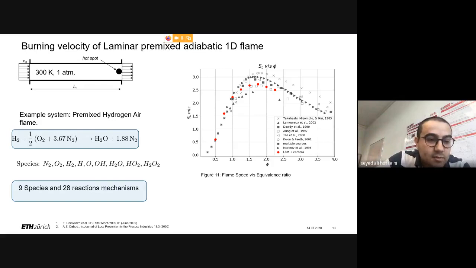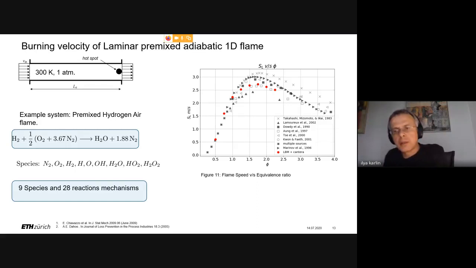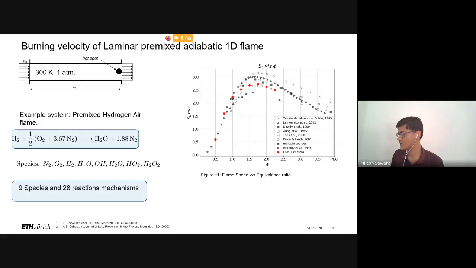Can you please spell that for me? EGlib, I think it's E-G-L-I-B. It has been developed by Giovanni. Yeah, because the multi-component model inside Cantera is not very good. There are a lot of problems with convergence in that model, and then it becomes questionable if the results are useful.